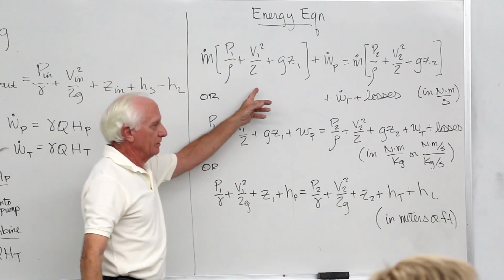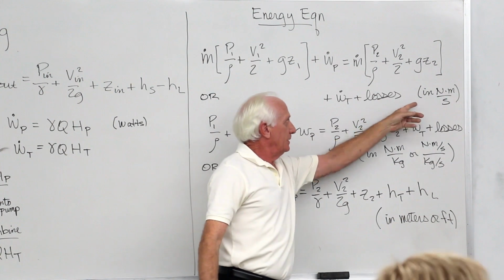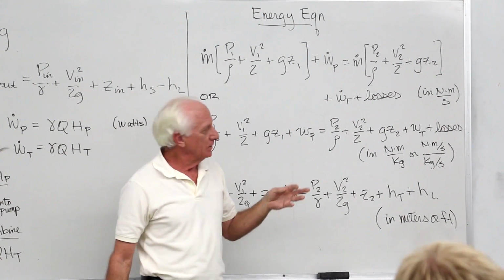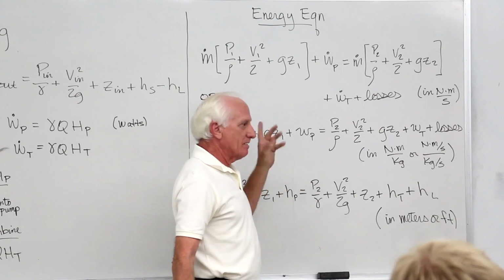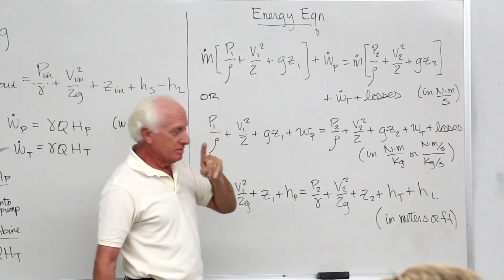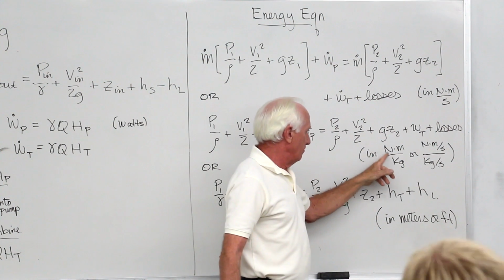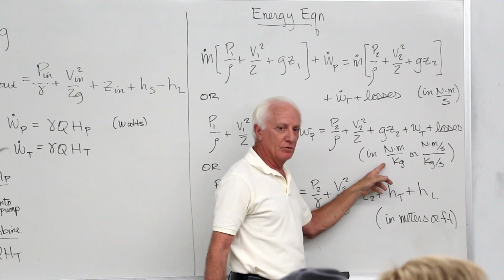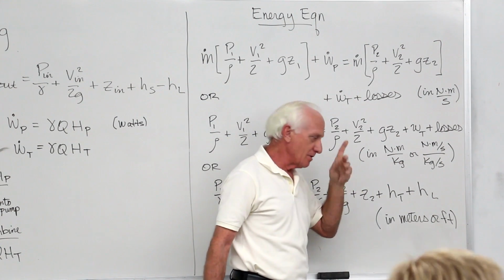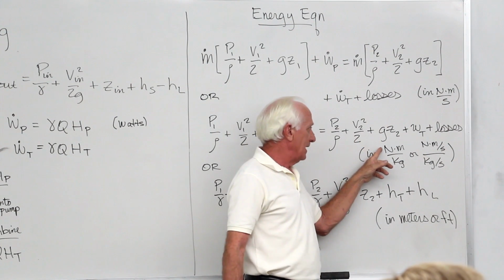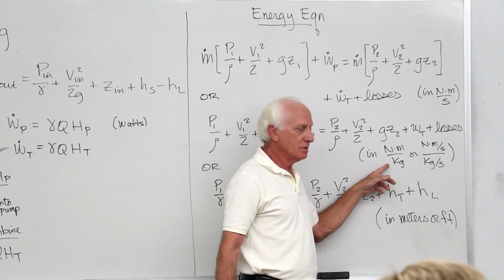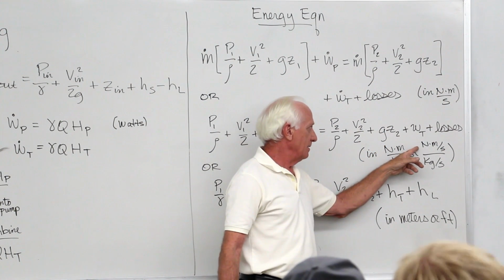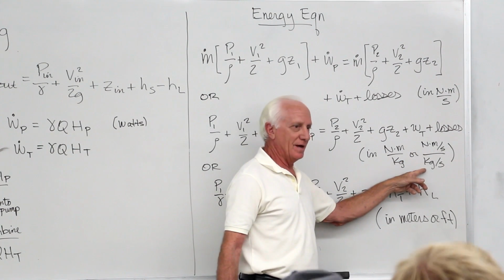Okay, so the first equation, the units of all the terms should be Newton meters per second. That's joules per second, that's watts. Everything's in watts. The second one, we divide it by the mass flow rate, m dot. Everything now is in Newton meters per kilogram, which means work per kilogram of fluid flowing. Or if you'd rather think about it, divide both numerator and denominator by time: Newton meters per second divided by kilograms per second. This then becomes power per mass flow rate.